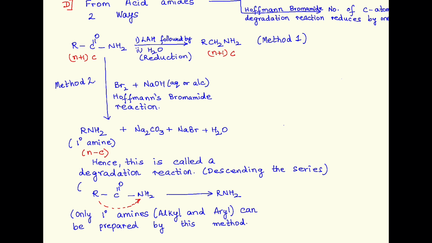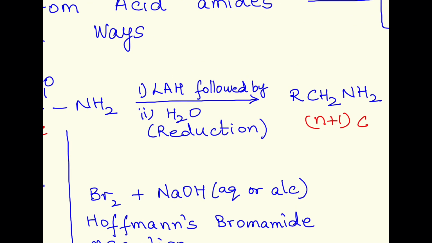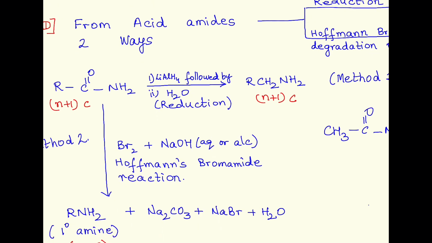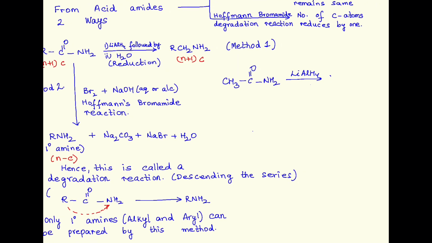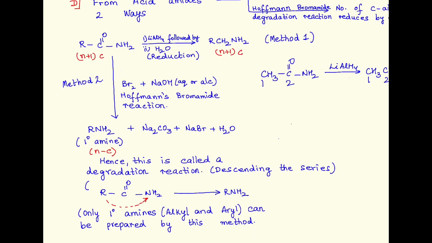For example, if I have CH3, C double bond O, NH2, and I bring about its reduction with lithium aluminium hydride, so let me write it as LiAlH4 so that you do not get confused, followed by hydrolysis, it gives you CH3, CH2, NH2. The number of carbon atoms: 1, 2. Number of carbon atoms: 1, 2. 2 carbon atoms. The total number of carbon atoms remains the same.